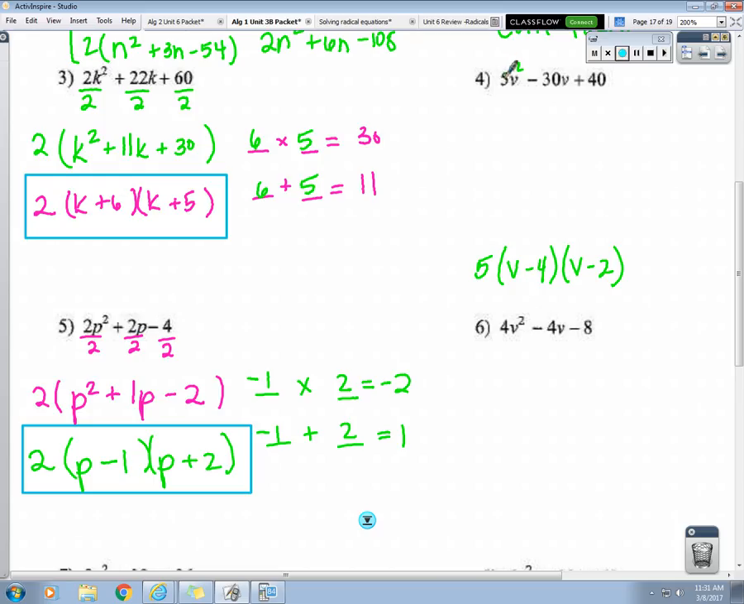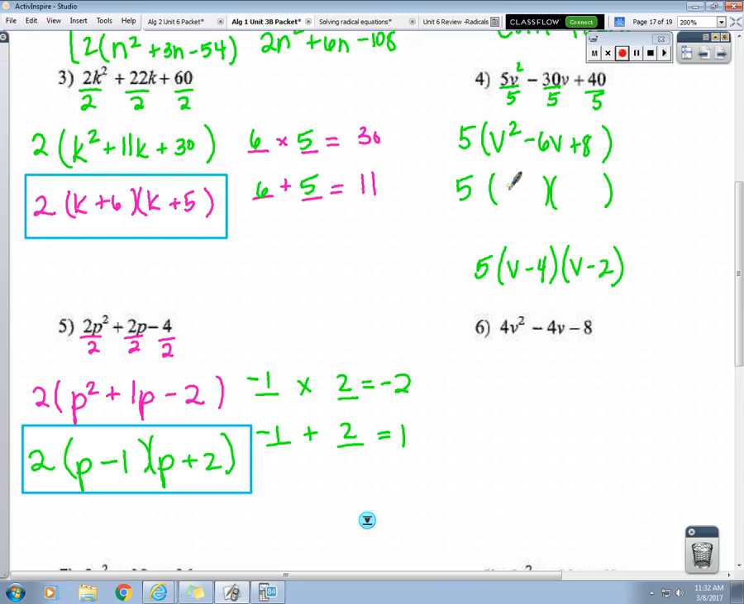5 is the leading coefficient. It's also a greatest common factor for this one because you can divide 5 out of all 3 of these terms evenly. 5b squared divided by 5 is 1b squared. Negative 30b divided by 5 is negative 6b, and 40 divided by 5 is positive 8. Then we now have a trinomial with a leading coefficient of 1 that we can bubble method.